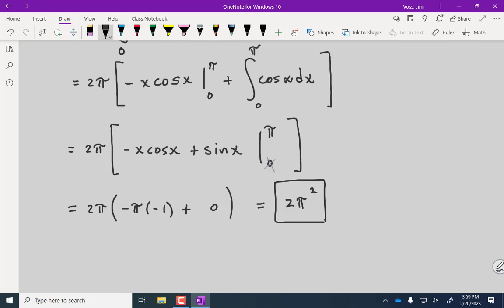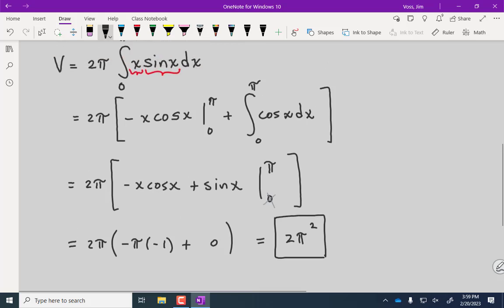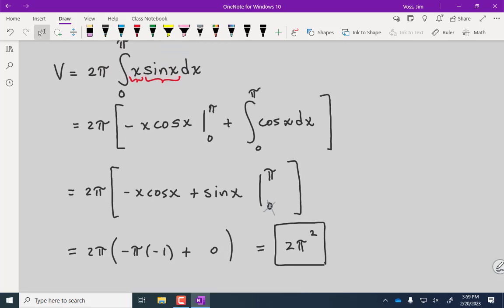9.8 times 2 is 19.6. We don't care about approximations. This is math. Pi squared is gravity.